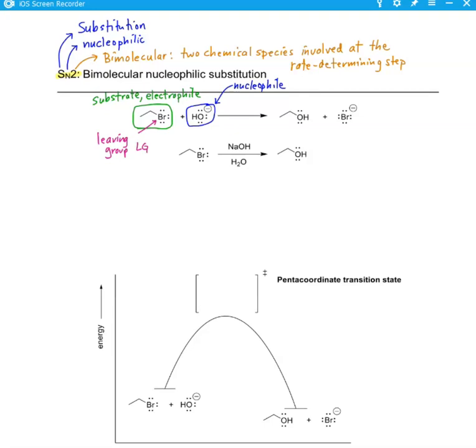Now, the same reaction is written out in this form, directly below. So ethyl bromide is going to react with sodium hydroxide with water as the solvent to give you ethanol as the product. So in this case, water is acting as a solvent.